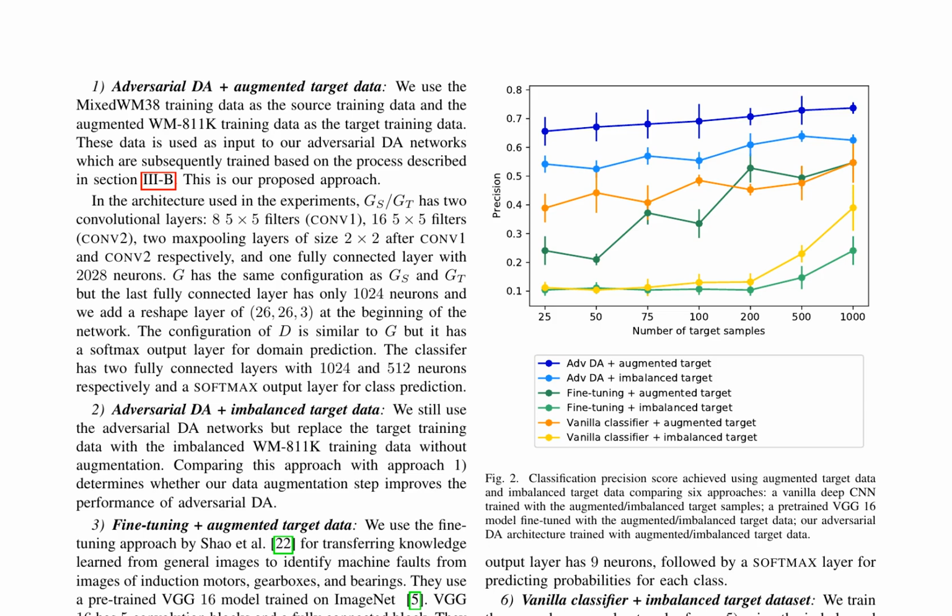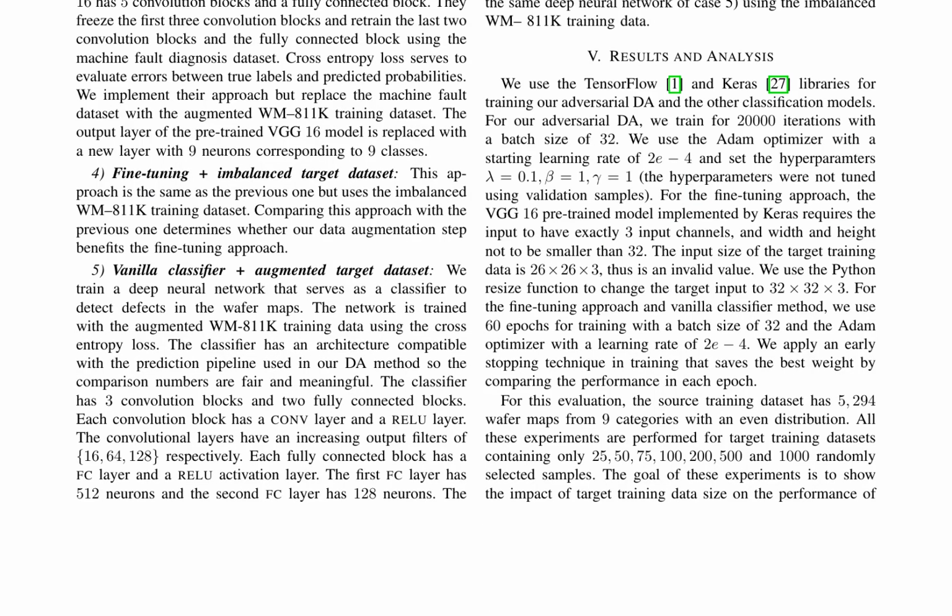This research paper presents a novel approach to address the problem of scarce target training data in machine fault diagnosis using wafer maps. The authors propose an adversarial domain adaptation (DA) method that leverages augmented target data to improve the performance of defect detection models. The authors evaluate 6 approaches, including their proposed adversarial DA method, fine-tuning, and vanilla classifier methods, with and without augmented target data. The experiments use the WM811K dataset, and the results show that the adversarial DA approach with augmented target data outperforms the other methods in terms of balanced accuracy and precision.